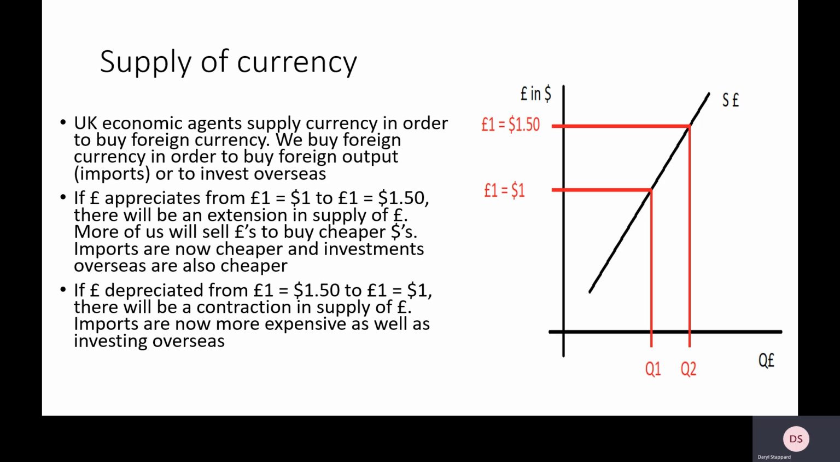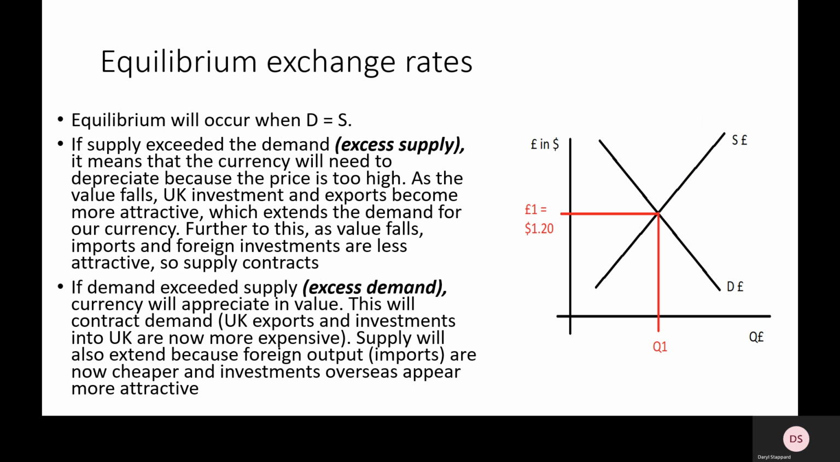So guys, the idea is as our currency appreciates in value, more of us want to sell it because we can make more money or buy cheaper goods across the world. If our currency was to lose value, then we're going to get a contraction in supply. There's less returns available by investments into America. It's going to cost more to invest into America, but also American goods will also start to become more expensive to buy as well. Right, you've now got this equilibrium diagram.